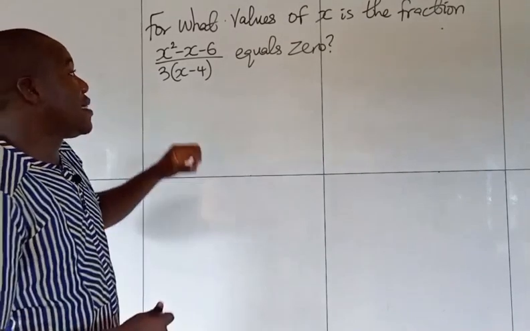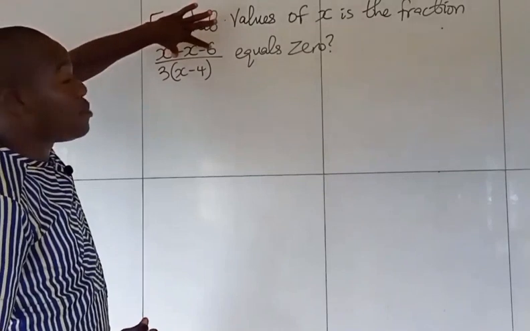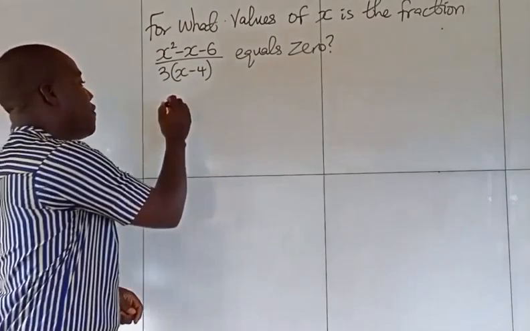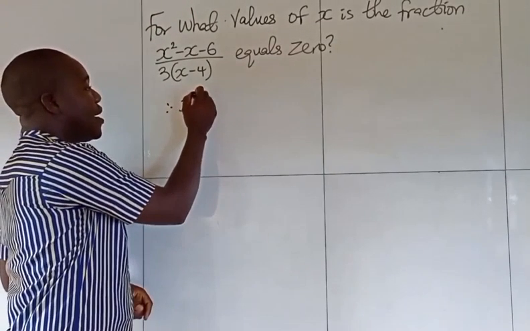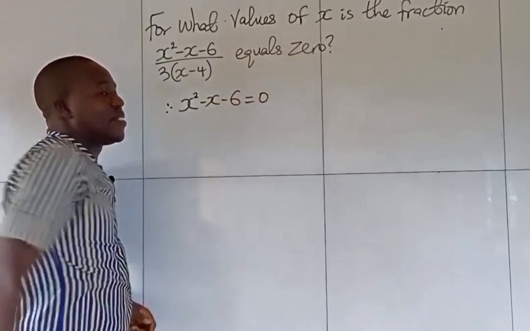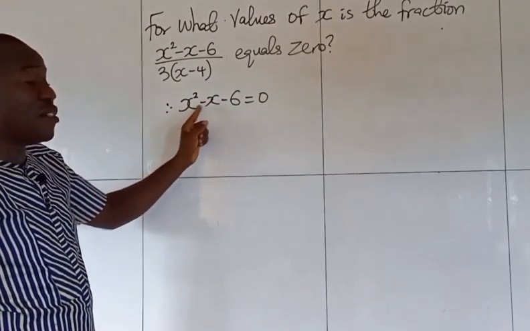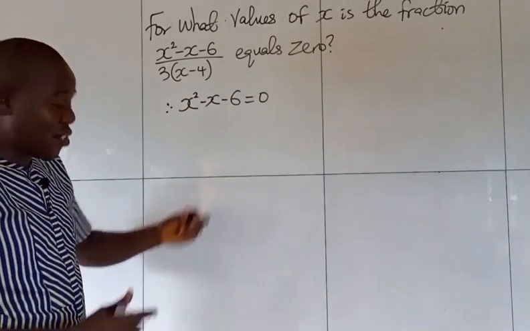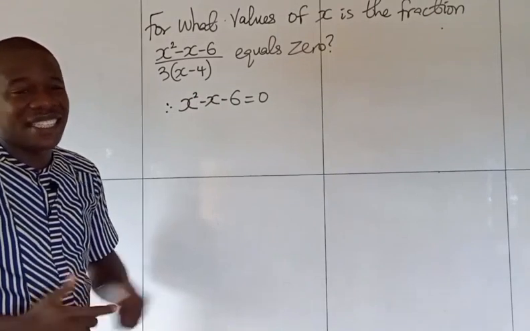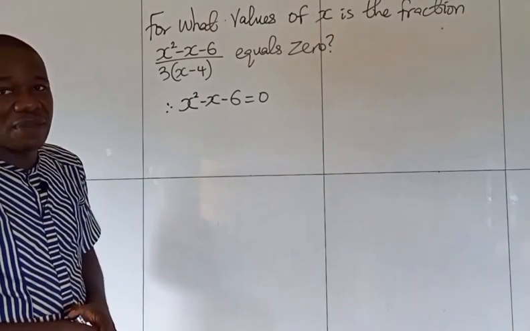So if that be the case, it means that this fraction will be equal to 0 if this numerator is 0. Therefore, that will give us x squared minus x minus 6 is equal to 0. And this is now a quadratic equation because the highest power of the unknown is 2. So we can solve the equation quadratically. And there are various ways we can solve a quadratic equation, but I want to use the factorization method.